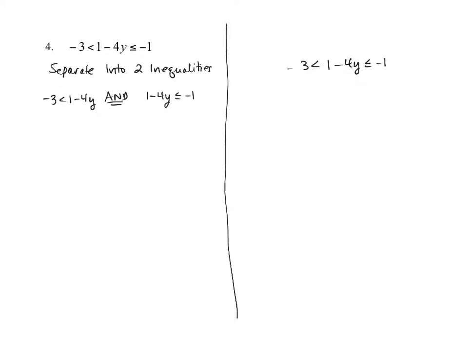All right, so if you're separating these, you would take one inequality and then your other inequality would be this one right here. Okay, so we'd separate those, and now we're going to get the y's on one side, the numbers on the other, and I'll go ahead and let you pause.